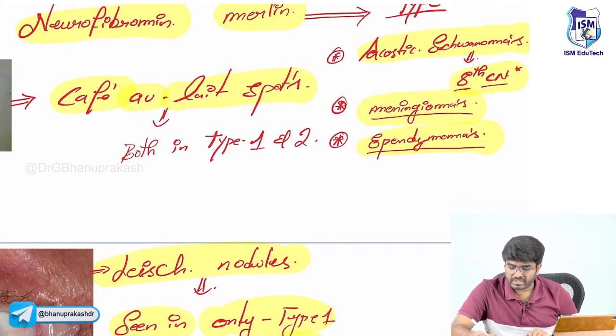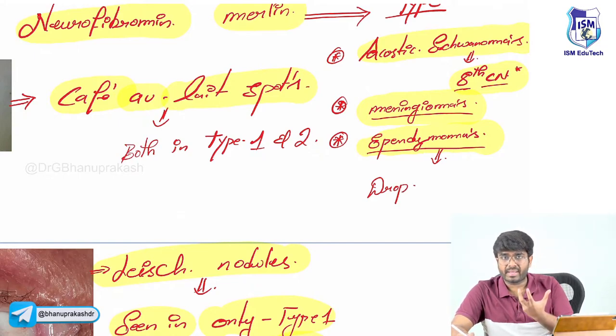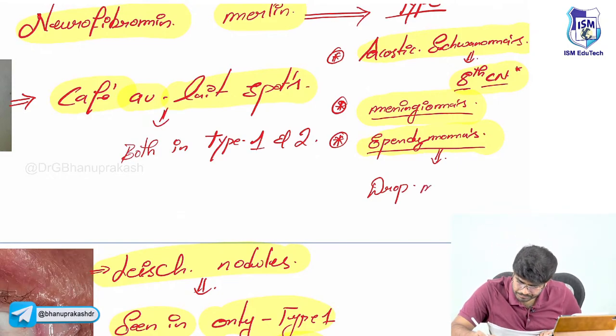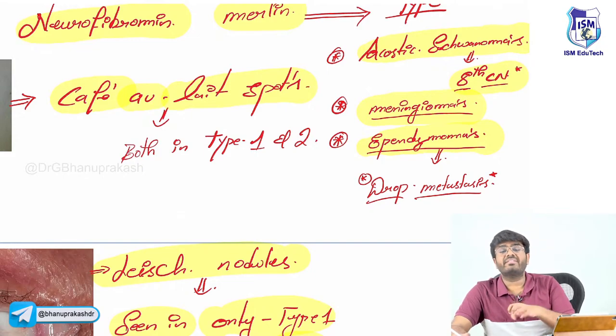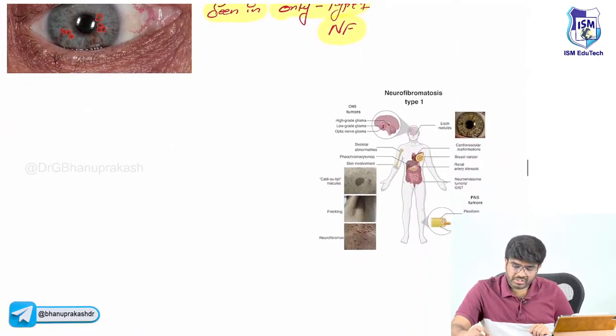Ependymomas, what will you see? In ependymomas, there will be drop metastasis. Ependymoma is a cancer, and it shows drop metastasis. These tumor cells drop into the cerebrospinal fluid and show metastasis. The drop metastasis is a very important MCQ. Which tumors will show drop metastasis? Ependymomas. Now the type 2 part is completed.